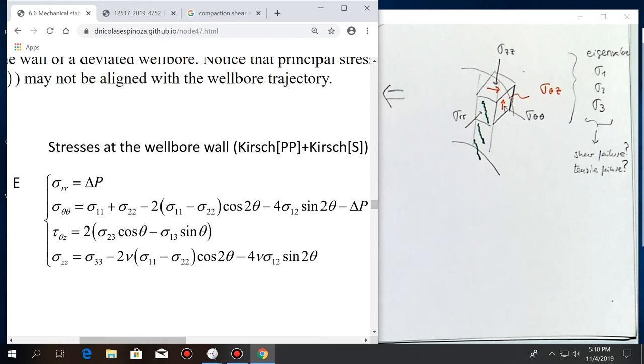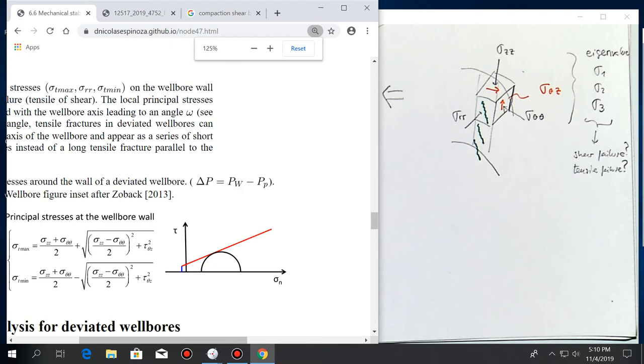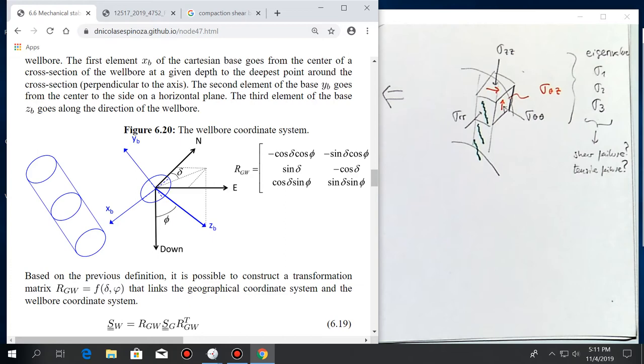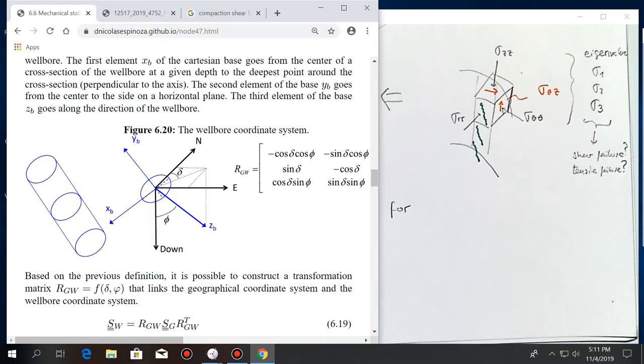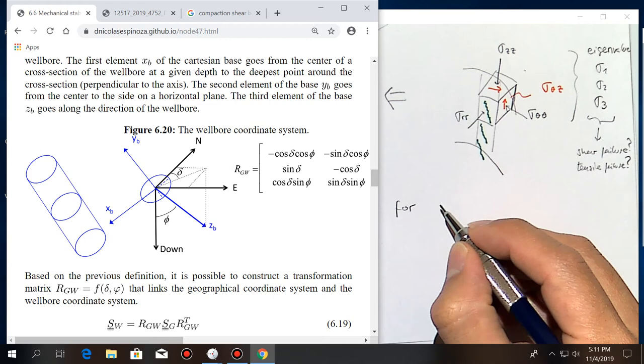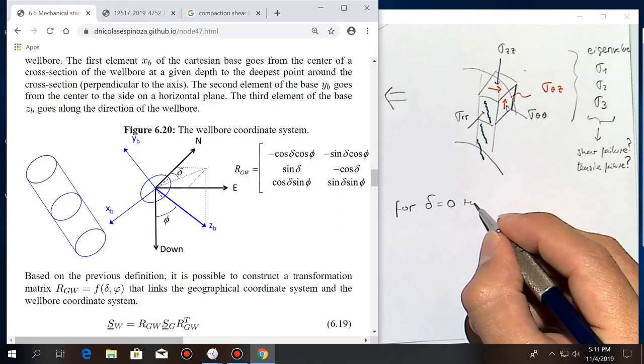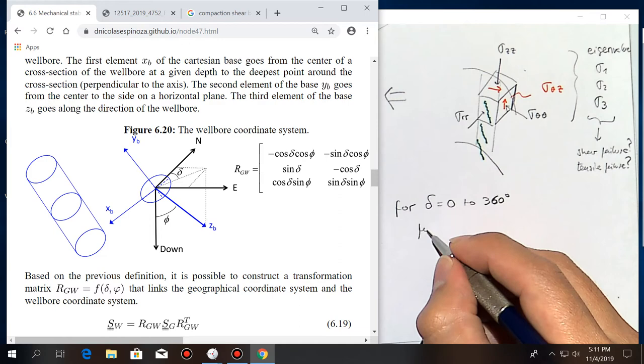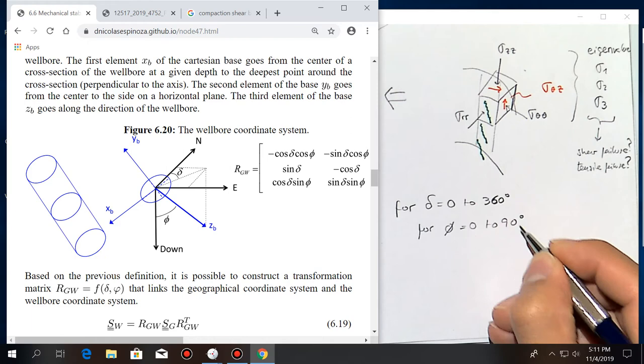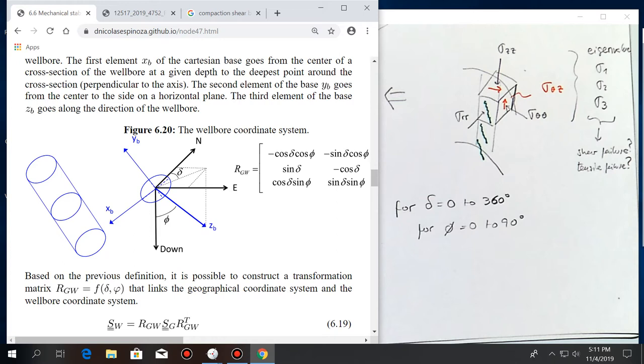So what I would do is, let me check again what we call here deviation and azimuth. Okay, delta and phi. I would write a loop, let's just make it general, for delta from 0 to 360 degrees, and then for deviation from 0 to 90 degrees, and at every single one of those wellbores that's going to cover that full surface, I will calculate this. So you call these equations.